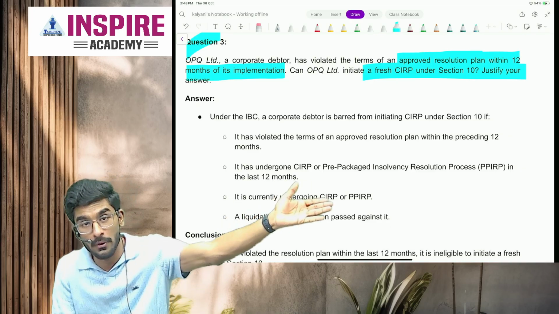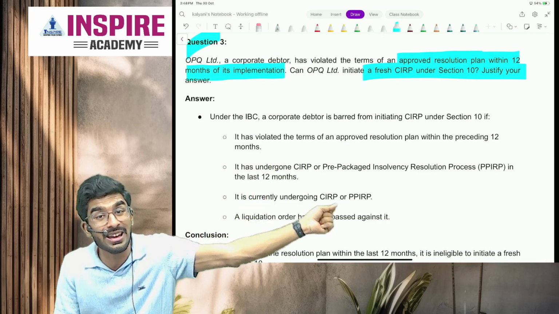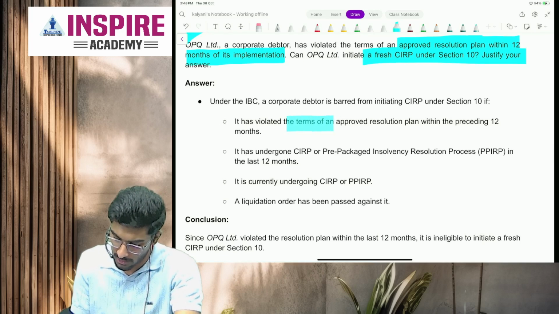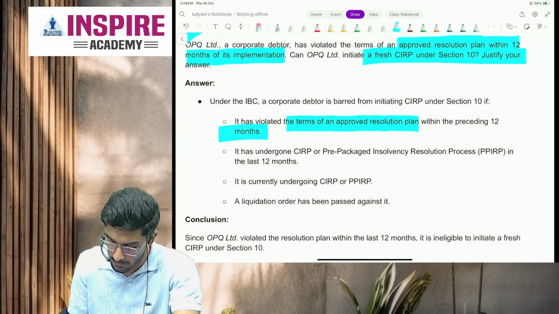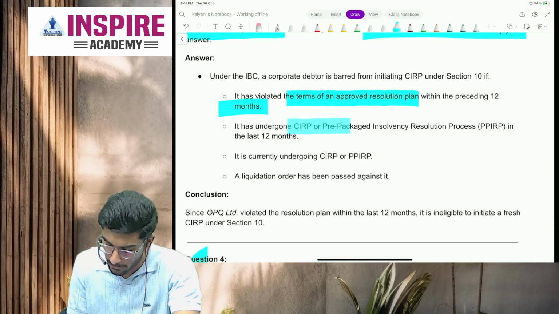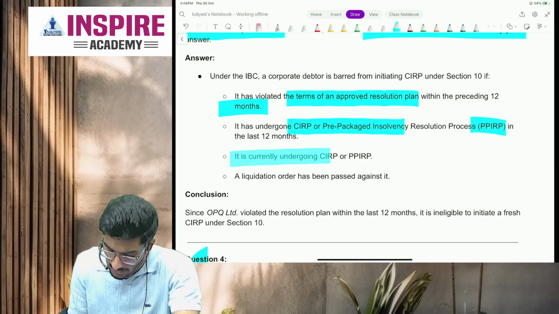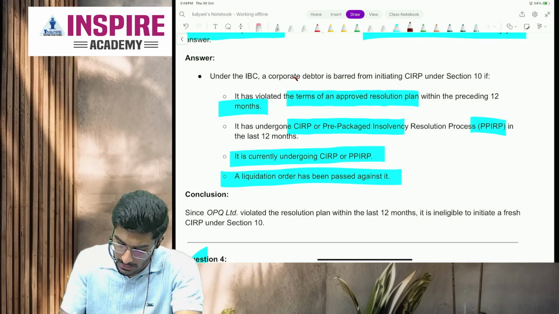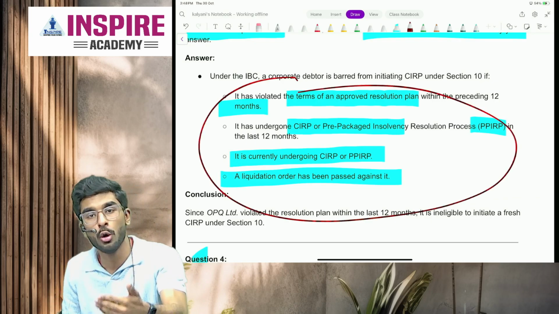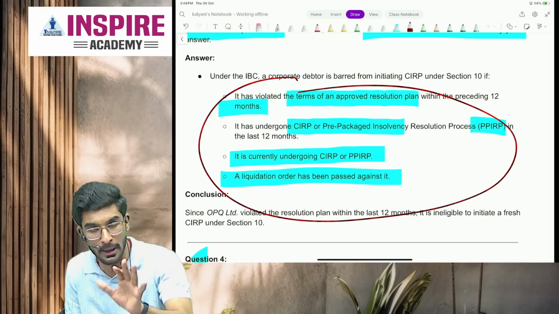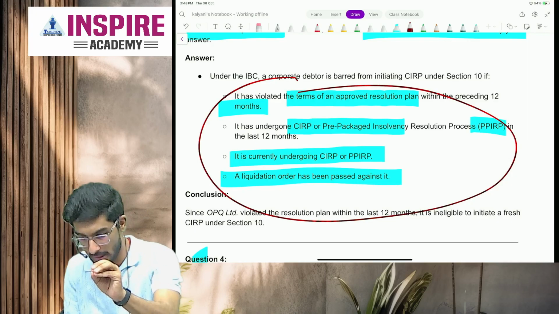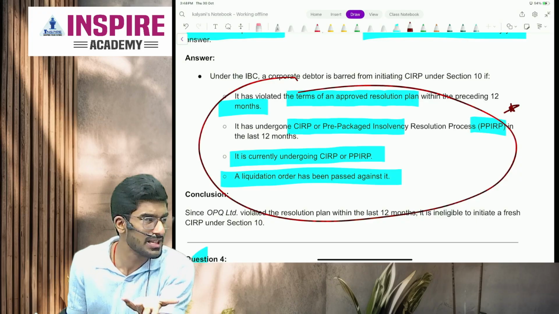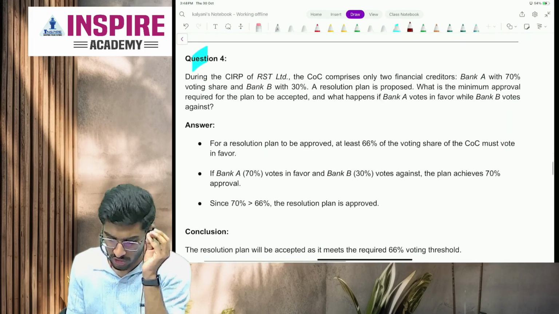We have covered this concept. Who cannot initiate CIRP? Yes or no? Perfect. So he has violated the terms of the resolution plan within 12 months. If it has undergone CIRP or pre-packaged insolvency, is currently undergoing CIRP or PrIRP, or a liquidation order has been passed, no fresh CIRP application can be filed. Now this question comes under this category. Hence, he cannot initiate CIRP. Very easy, people.